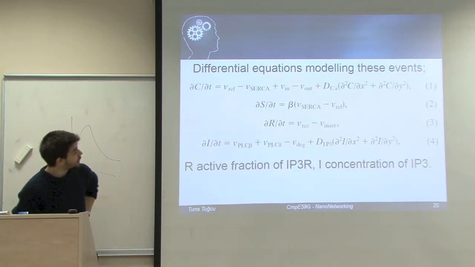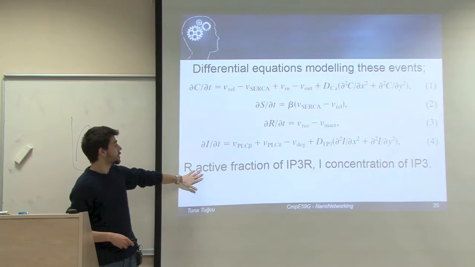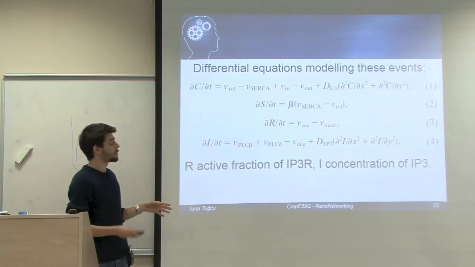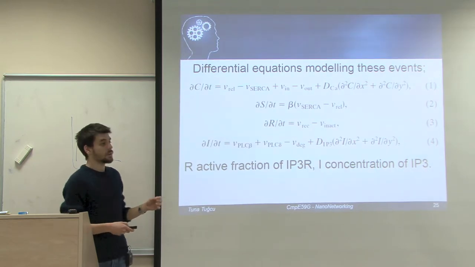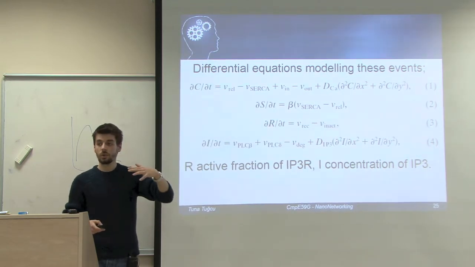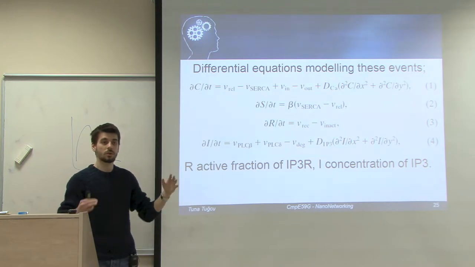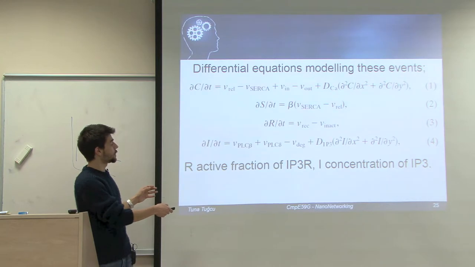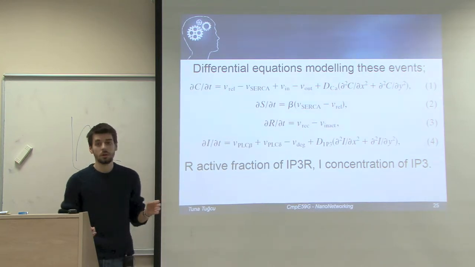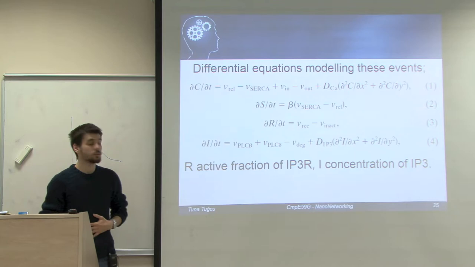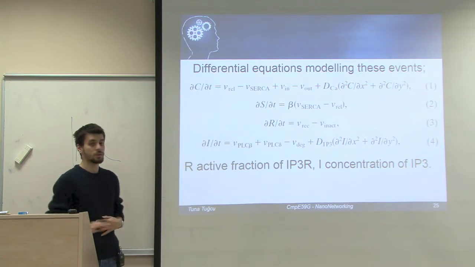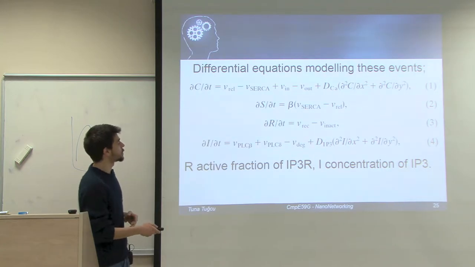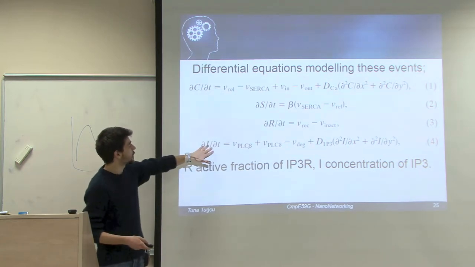When I go on, R denotes the active fraction of IP3R molecules that are bound on the sarcoplasm. Remember, there are these receptor molecules on the sarcoplasm. So if the IP3R concentration is zero, or the active fraction of IP3R is zero, there is no reaction going to be present. And lastly, I is the concentration of IP3. And it's defined as this one.